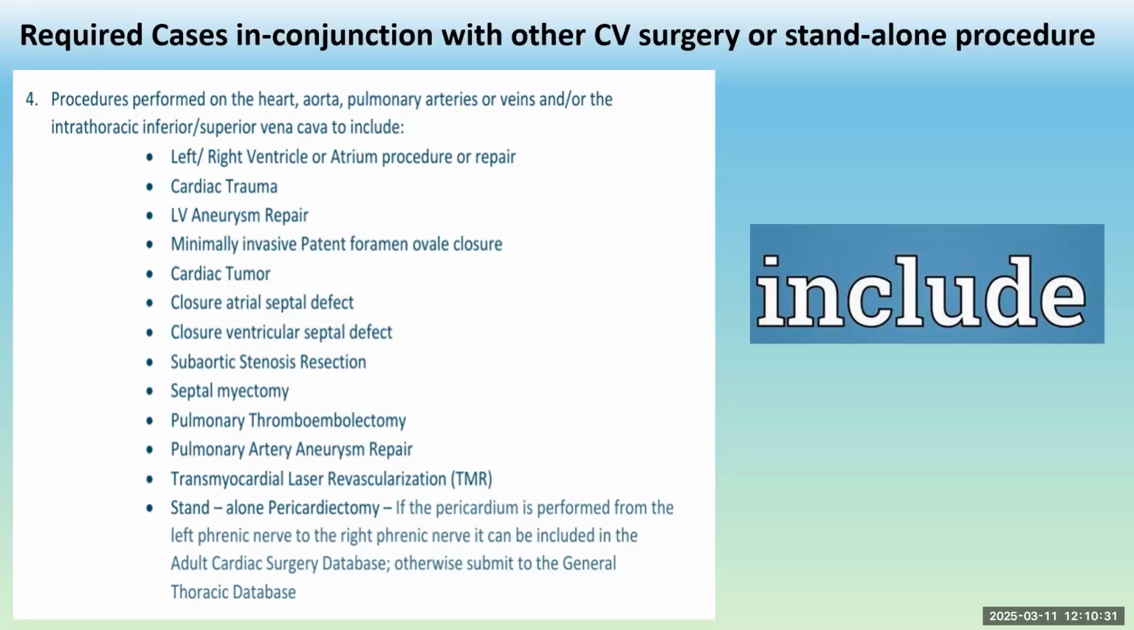Cardiac trauma that includes these types of structures, LV aneurysm repairs, cardiac tumors, atrial septal defects, ventricular septal defects, myectomies, pulmonary thromboendarterectomies. At times you will see a standalone procedure for a massive pulmonary emboli, saddle embolus. Those do go in our database.